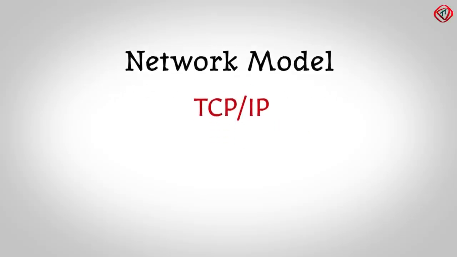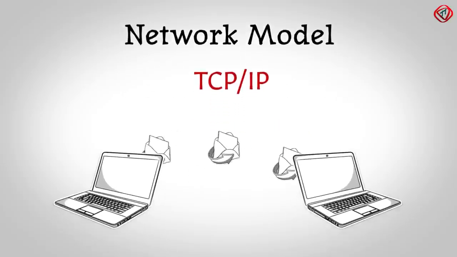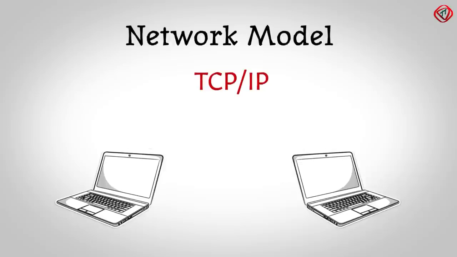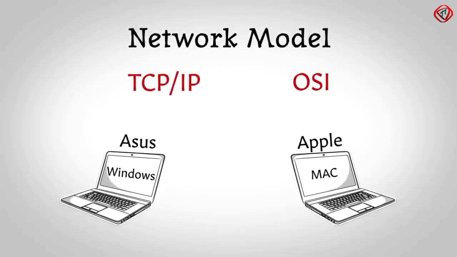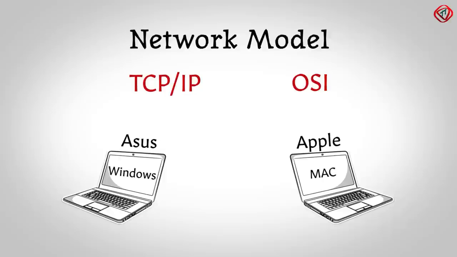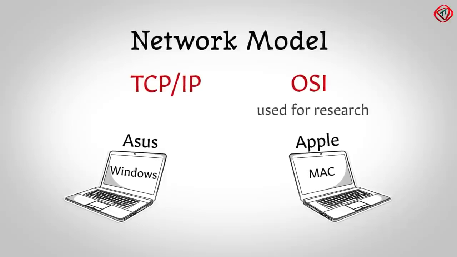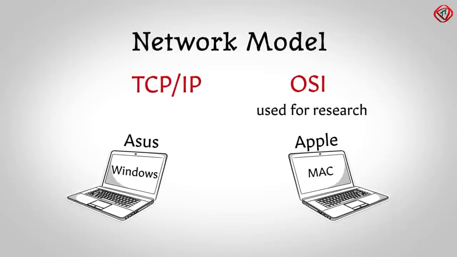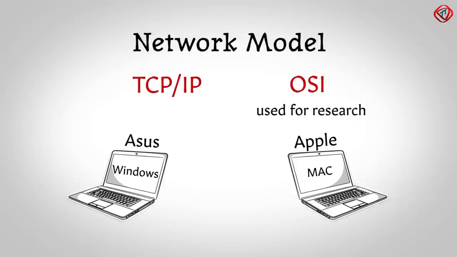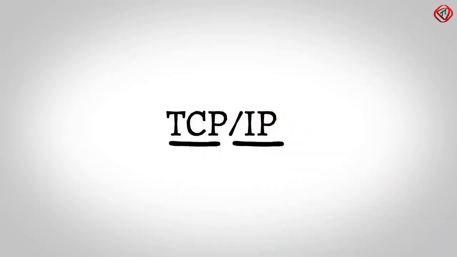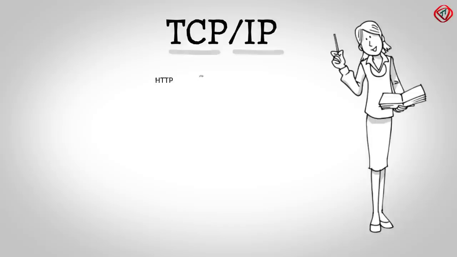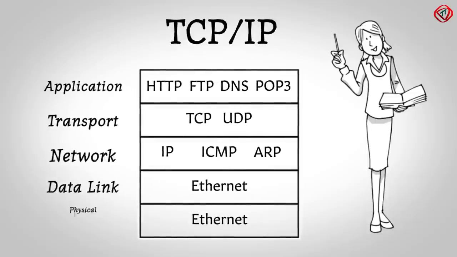TCP/IP is a network model designed to support network communication, even if the computers are from different manufacturers. There is one more network model called OSI model or Open System Interconnection Reference Model. It is primarily used for research purpose. On the other hand, TCP/IP is a practical model and developed to meet the needs of original internet design. As per the name, TCP/IP seems to be a set of two protocols only, TCP and IP. However, it consists of numerous protocols bundled at different layers.